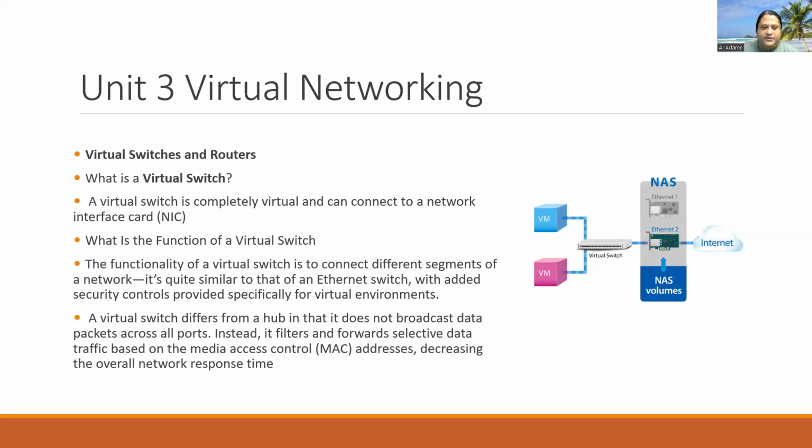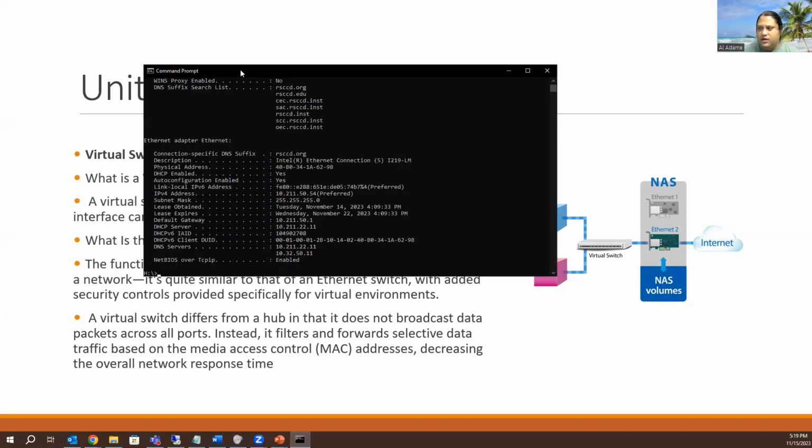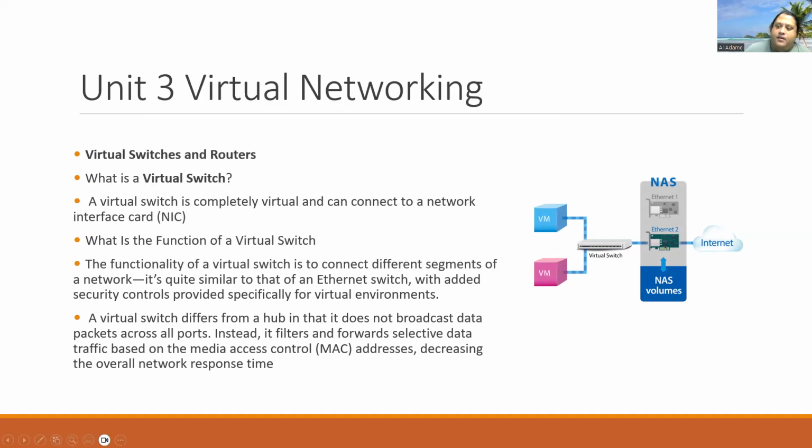Let's find out what the MAC of this computer is because I'm just curious. I'm not trying to waste time. I'm just trying to find out what it looks like. If I type in ipconfig, there it is. Here's my physical address on this. That's my MAC address right there. 40-B0-34-1A-62-9B.